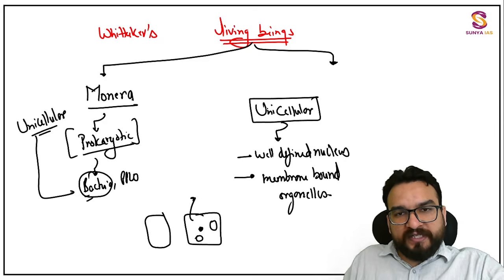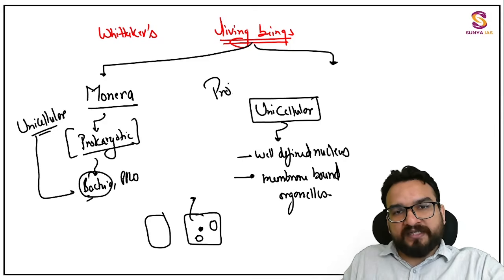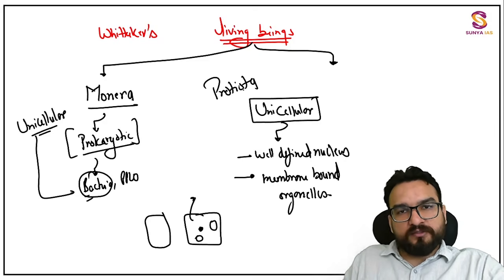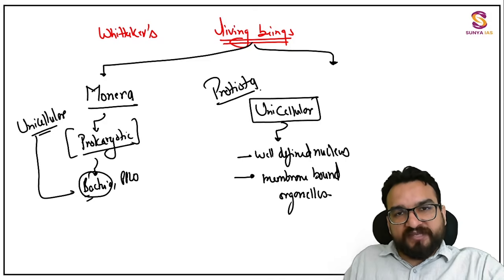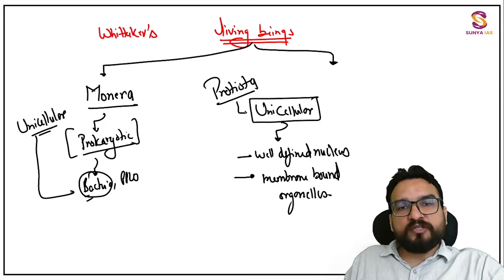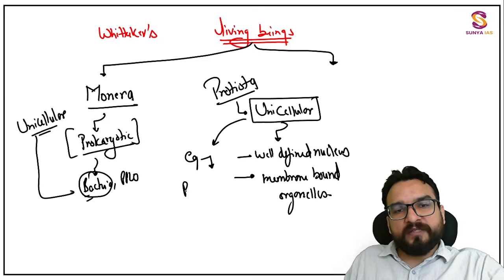So you will be calling it as the kingdom of Protista. Both are unicellular, but their features are different. So Protista, if I am saying, these are the type of unicellulars which are having well-defined nucleus, membrane-bound organelles. And the examples over here which you will be writing will be blue-green algae, diatoms, protozoa.